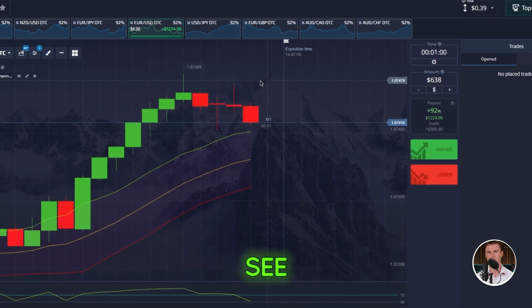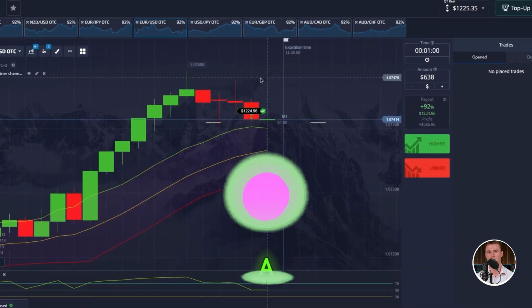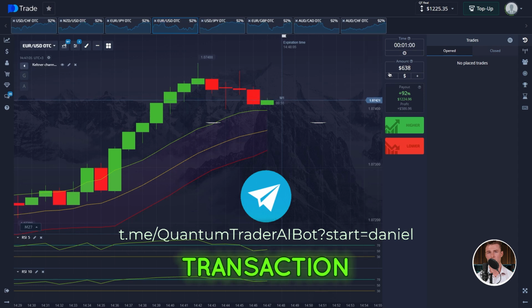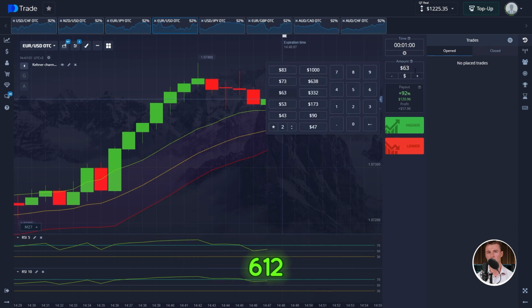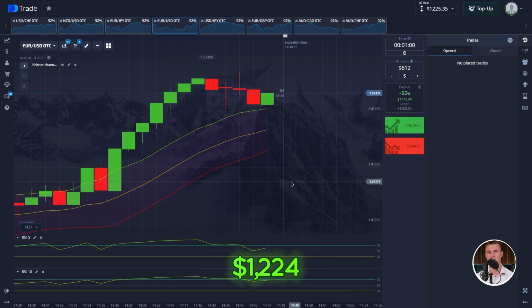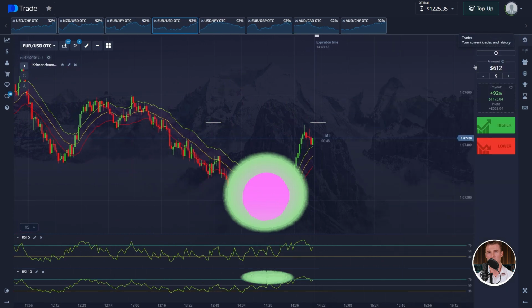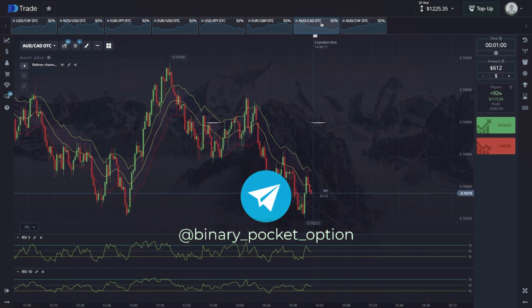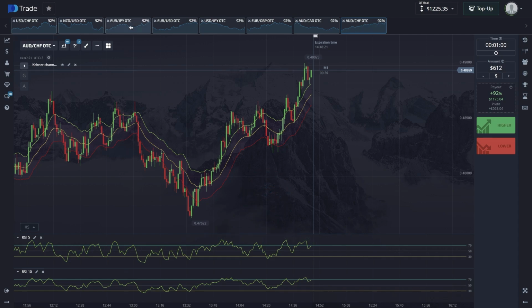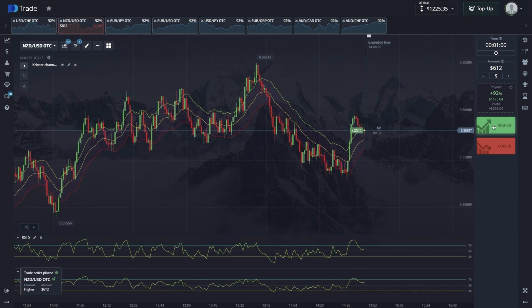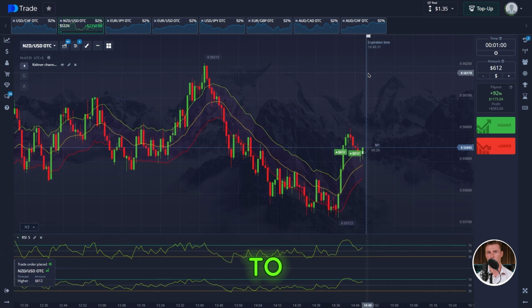And as you can see, our deal closes in A+ again. We will change the amount of the transaction value, put 612, and open two deals in the amount of $1,224. Let's start and select the next currency pair. And here we will open two deals to increase.